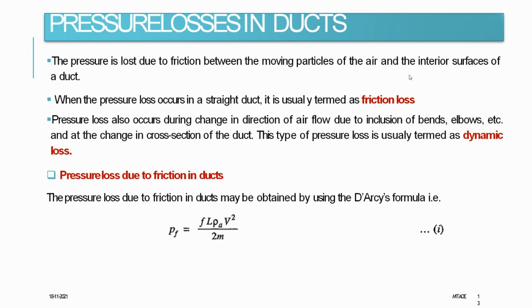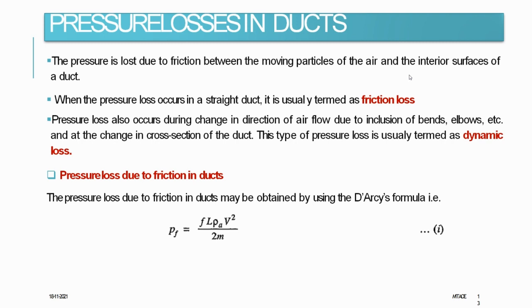Now, pressure loss also occurs during the change in direction of airflow due to inclusion of bends, elbows, etc., and at the change of cross section of a duct. This type of pressure loss is usually termed dynamic loss. So here we have two types of losses: friction loss and dynamic loss. Friction loss is also called major loss. Dynamic loss is called minor loss. So these two types of losses we got.